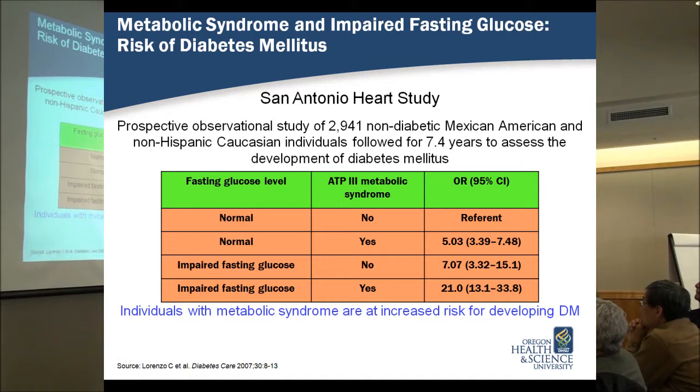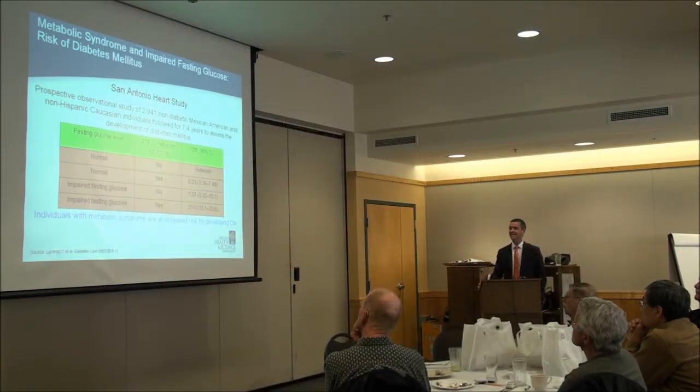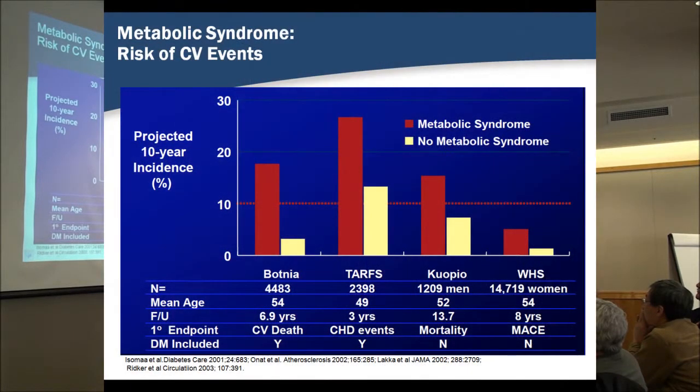If you did not have impaired fasting glucose but you had metabolic syndrome, you still had a higher hazard ratio for the development. But really with impaired fasting glucose, that progression to diabetes is much more likely. So not only is it metabolic syndrome, but it's metabolic syndrome plus degrees of hyperglycemia that predict progression to diabetes, and it's diabetes and those intermediate hemoglobin A1Cs that predict risk.